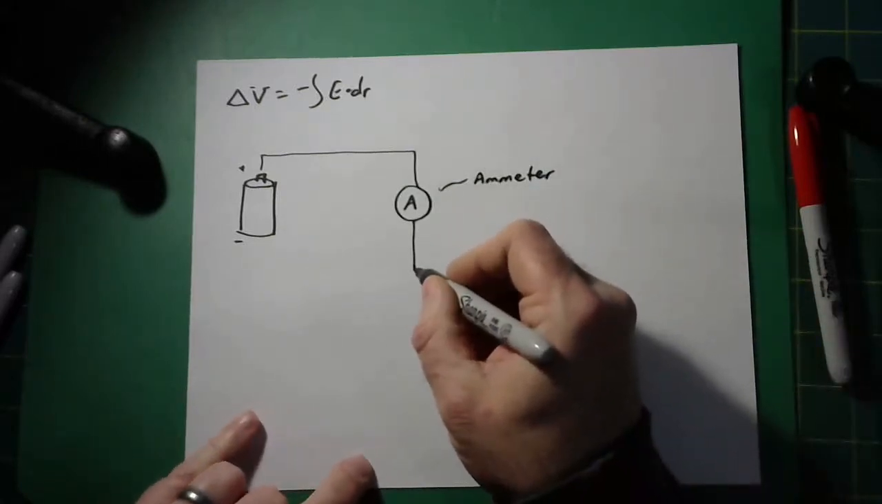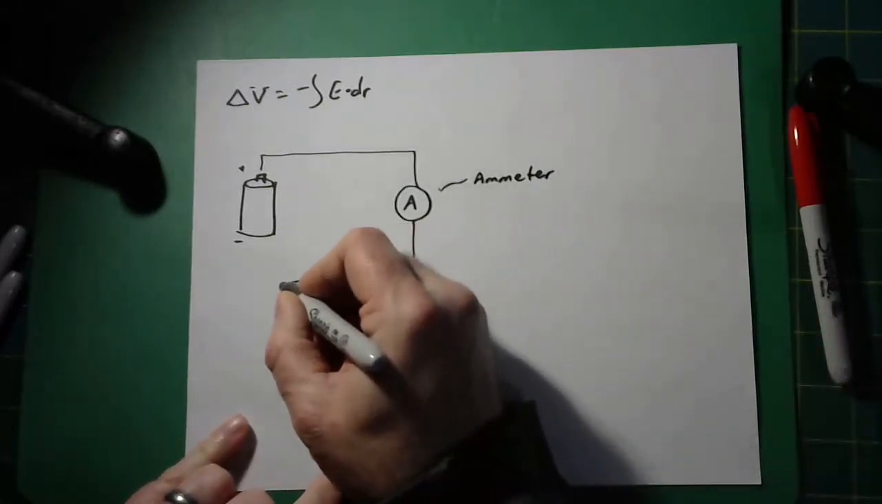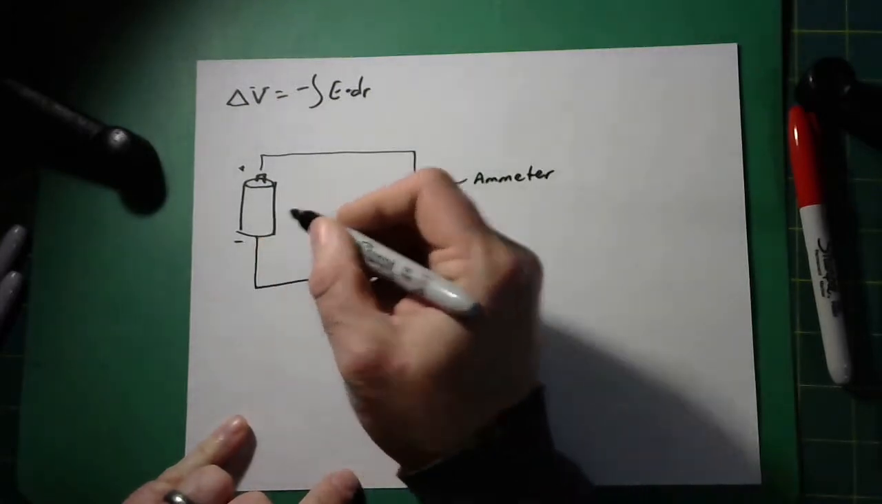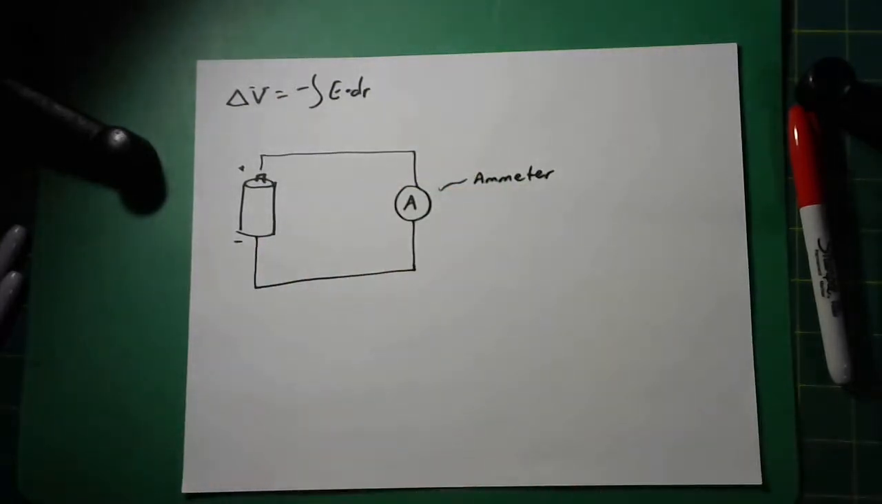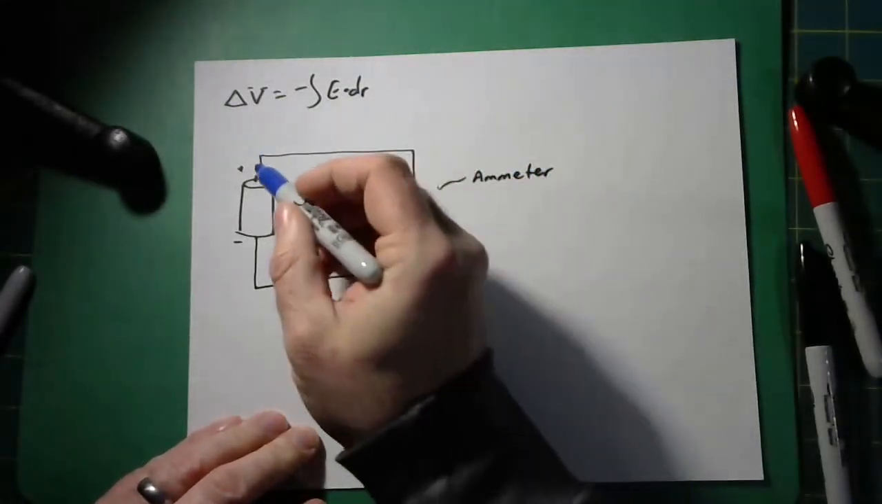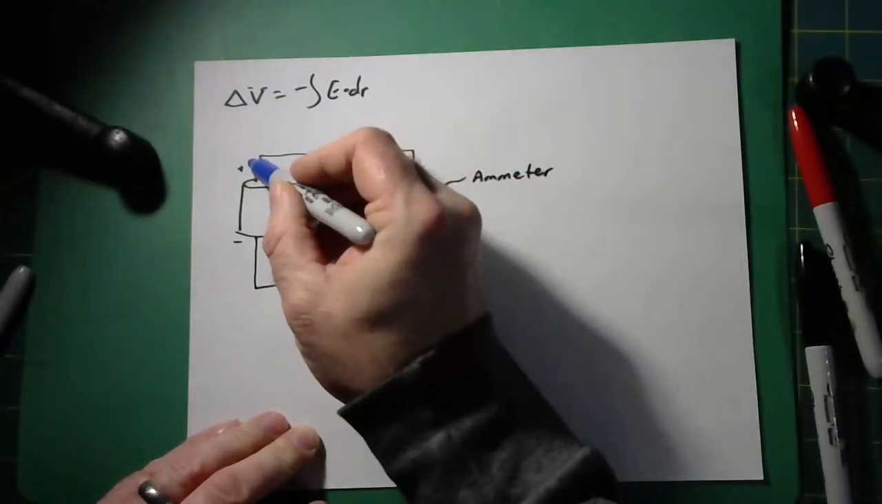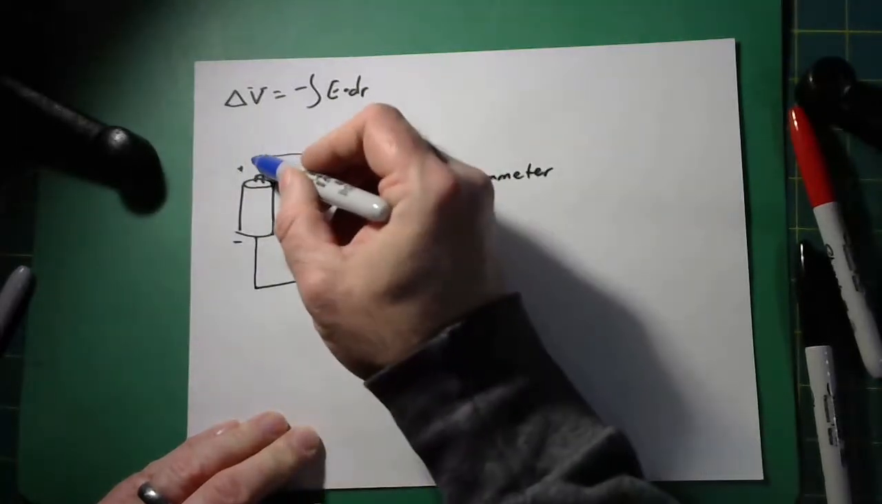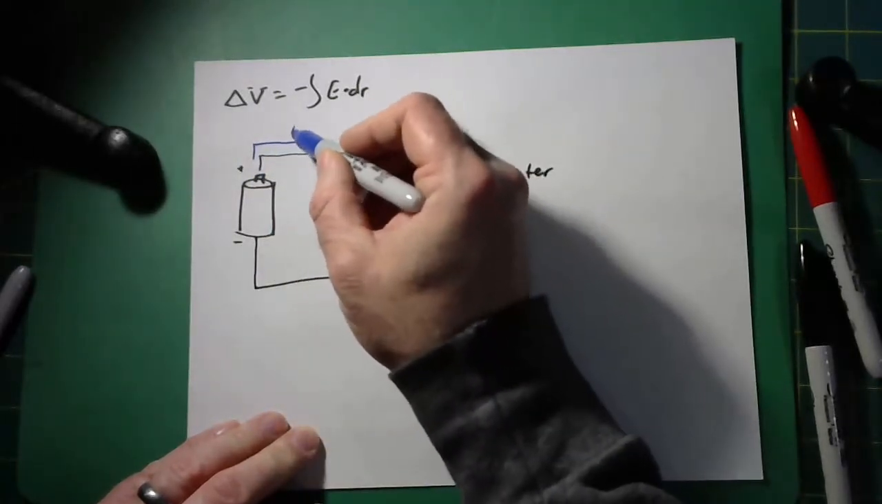All right, anyway, we're going to bring this over and bring it back in. When we make that last connection, then current will start to flow in this circuit. My current is the direction a positive charge would go. A positive charge would go from the high V to the low V side of the battery, so it would flow around this way.